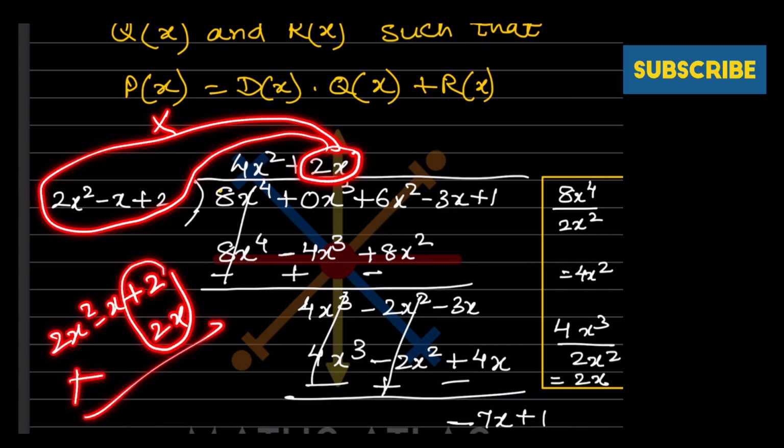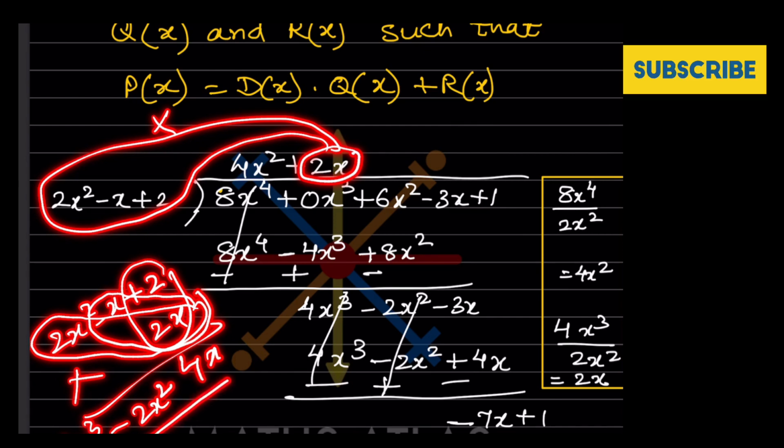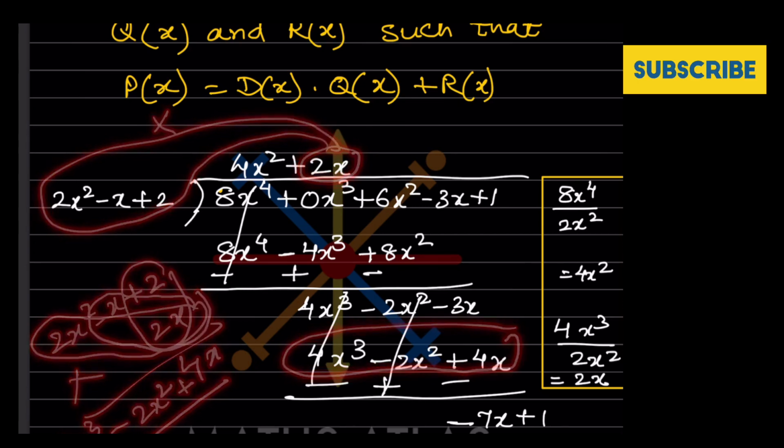So first thing you will do here, that will be 4x. Then this and this will be minus 2x squared, and this is going to be 4x cube. So here see a 4x cube minus 2x squared, and this is plus 4x. So same thing is here. Hope you got this one.